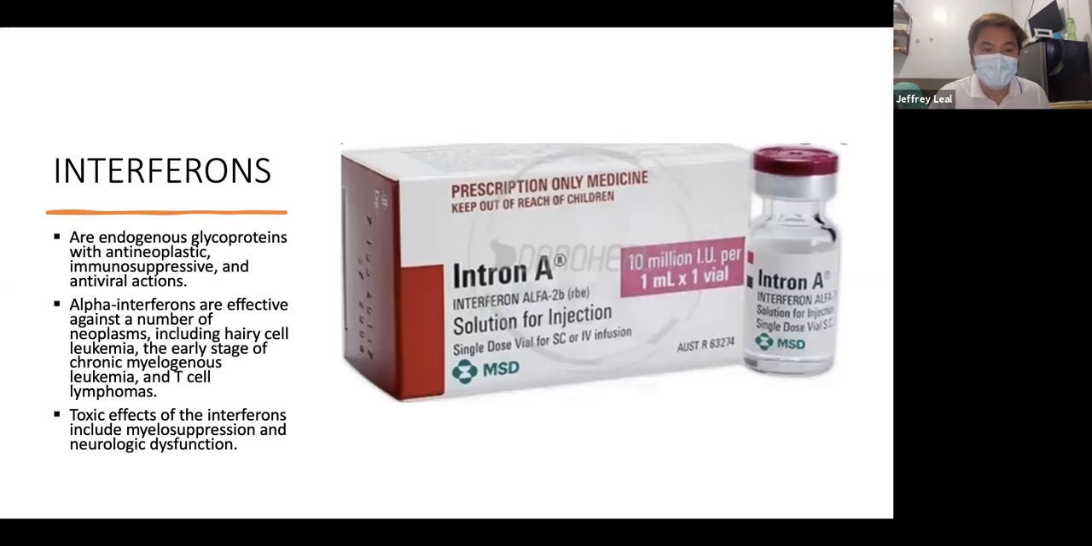We have the interferons. These are endogenous glycoproteins with antineoplastic, immunosuppressive, and antiviral actions. Your alpha interferons are effective against a number of neoplasms, including your hairy cell leukemias, early stage of chronic myelogenous leukemias, and T-cell lymphomas. And the toxic effects of interferons would include myelosuppression and neurologic dysfunctions.